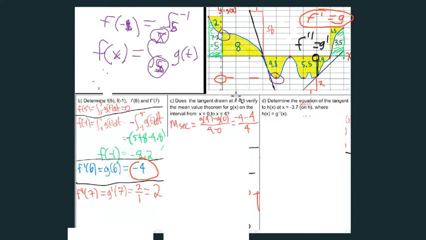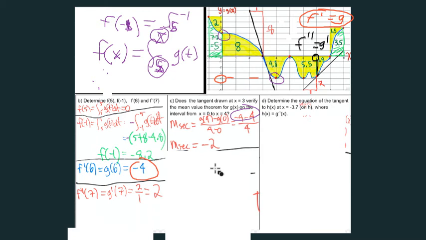So for this one here, again, we do the secant slope, g at 4 minus g at 0. So it's going to be negative 4 subtract positive 4. That's negative 8, right? That's negative 8 there. And then the width is 4. 4 minus 0 is 4. That works out to negative 2. So the secant slope is negative 2.